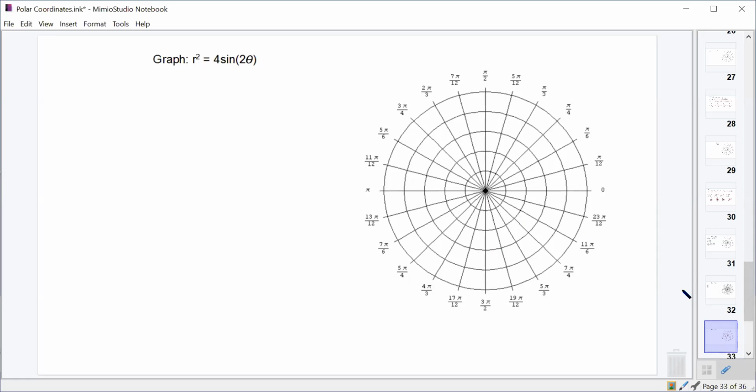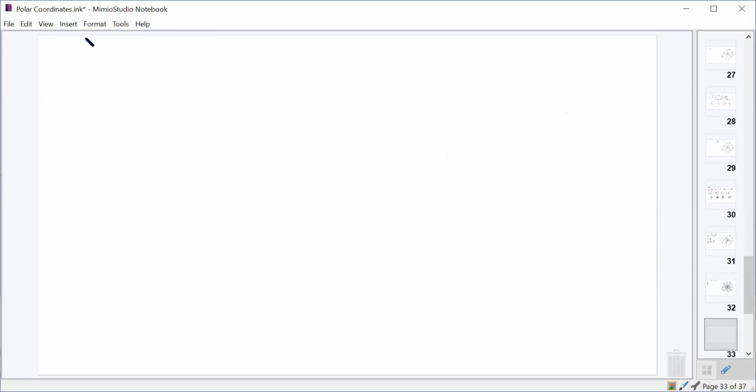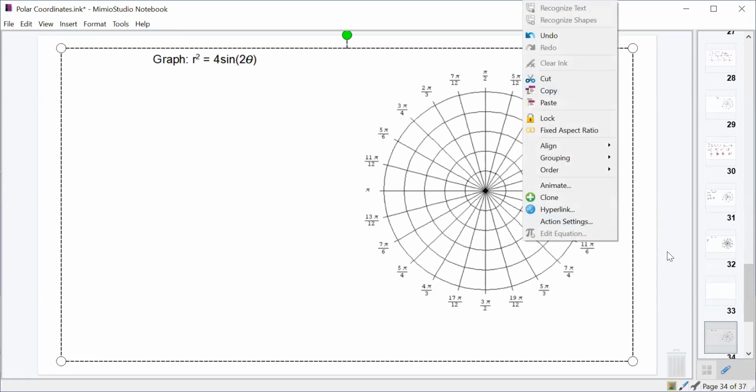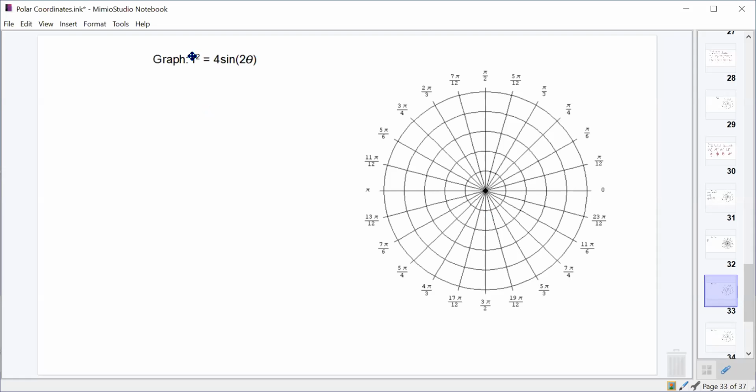I don't have a sine one here. All right, so I'm gonna put a new page in here so we can do one with the sine, because I think that's important. Ignore that it says r squared equals 4 sine 2 theta. We're going to call that r equals 4 sine 2 theta now. We'll do r squared in a second because that's going to be a different one.